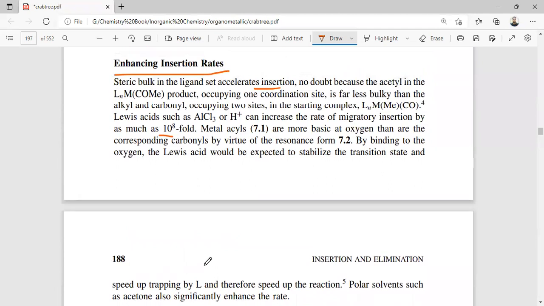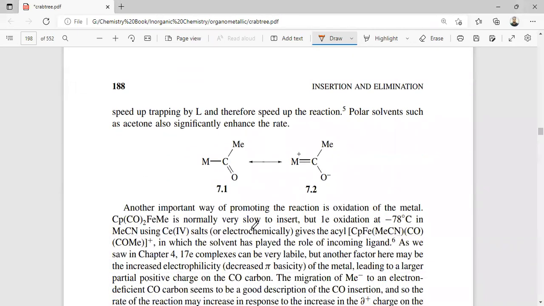So the rate of this insertion reaction may also increase by using a polar solvent or Lewis acids such as AlCl3 or H+. Another important way of promoting the reaction is oxidation of the metal. So CpFe(CO)2Me is normally very slow to insert, but on one-electron oxidation at -70 degrees in methyl isonitrile using a selenium(IV) salt gives the acyl, in which the solvent has played the role of the incoming reagent.